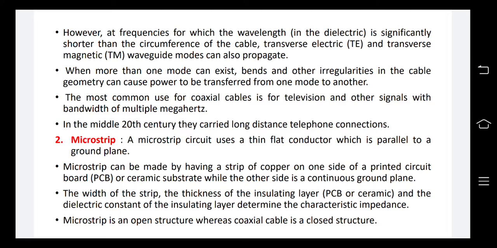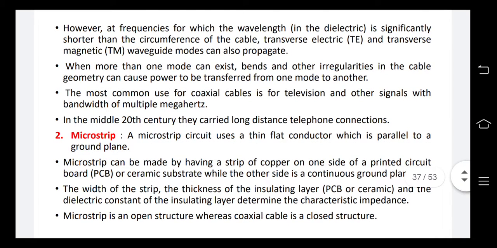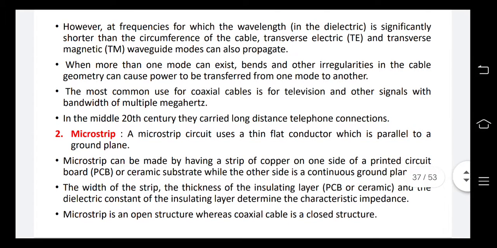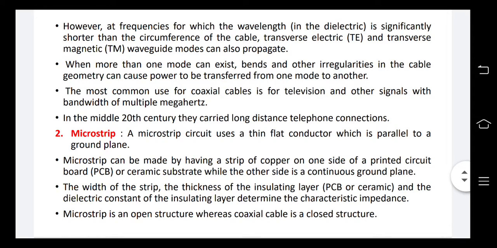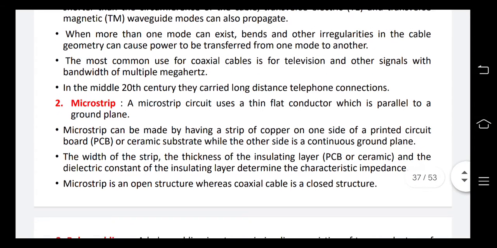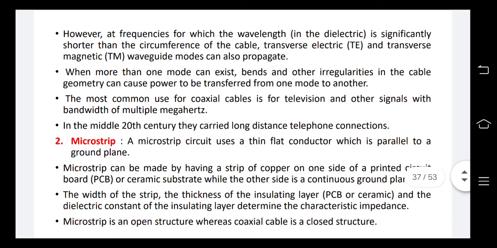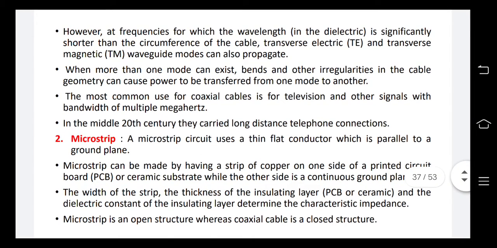Microstrip. A microstrip circuit uses a thin flat conductor which is parallel to a ground plane. The microstrip can be made by having a strip of copper on one side of a printed circuit board, a PCB, or a ceramic substrate, while the other side is a continuous ground plane. The width of the strip, the thickness of the insulating layer, either PCB or ceramic, and the dielectric constant of the insulating layer determine the characteristic impedance.